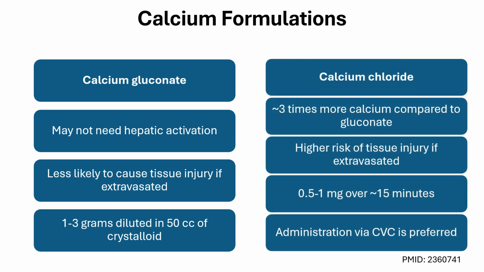Calcium chloride has at least 3 times more calcium compared to the gluconate formulation, but has a much higher risk of extravasation injury. The typical dose is 0.5 to 1 gram administered over approximately 15 minutes. Administration via central line is preferred for calcium chloride, again because of the risk of extravasation injury.